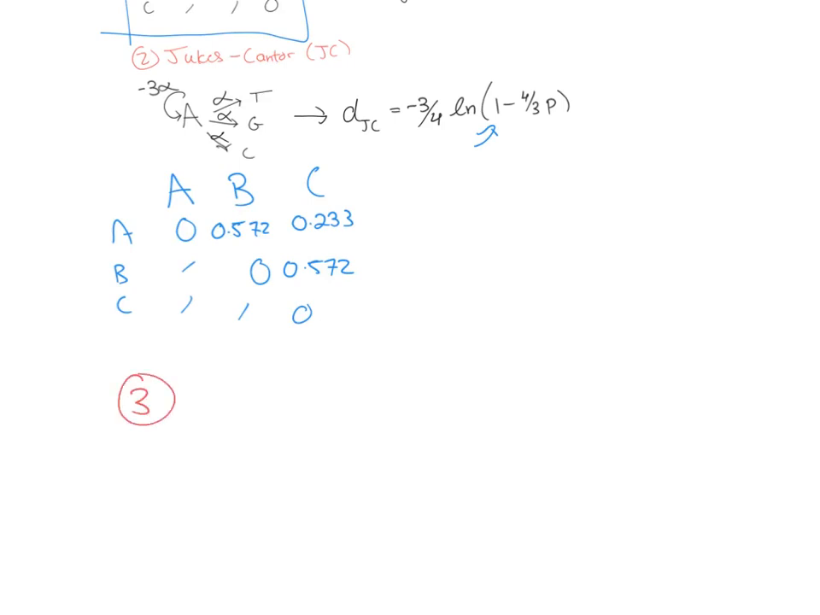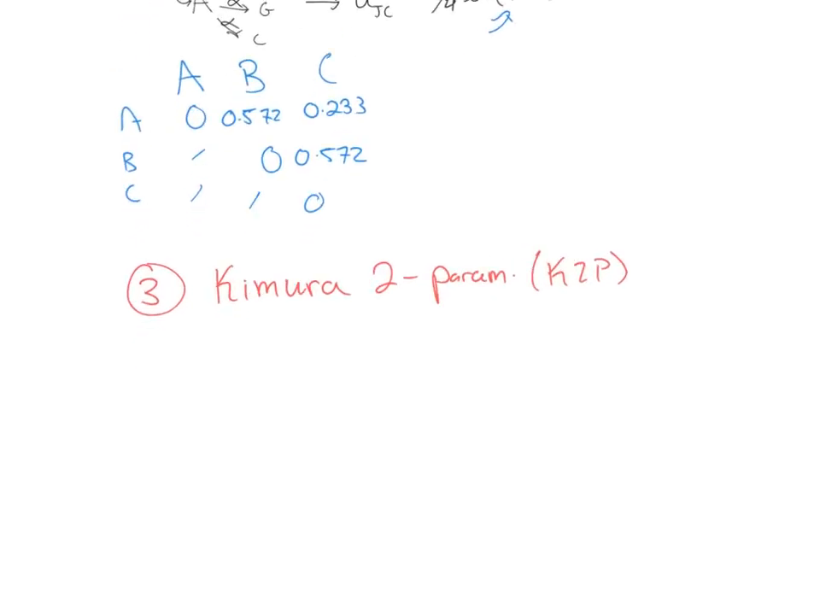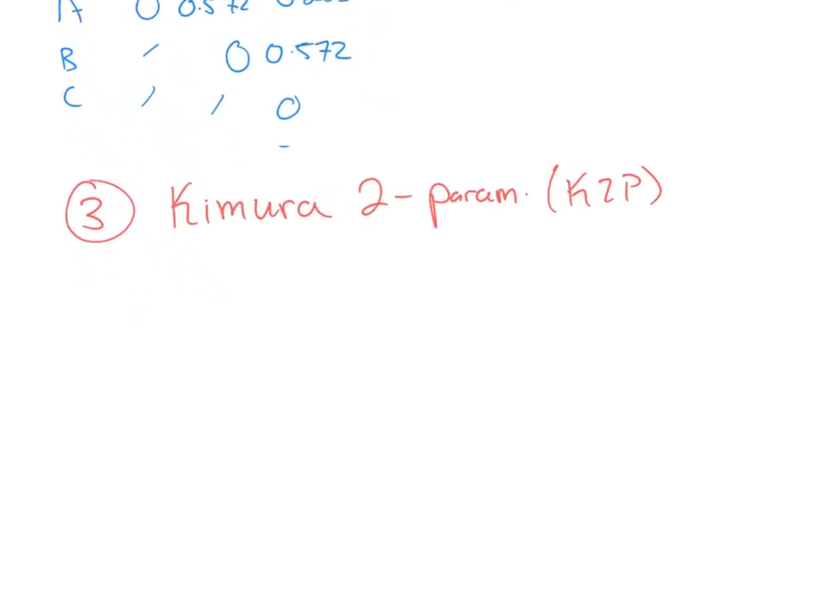So here's a new model. The last one was called Jukes Cantor. This one is called Kimura, Kimura 2-parameter, and this is often abbreviated K2P. And this has a model just like Jukes Cantor, so I'm going to show you it like that.